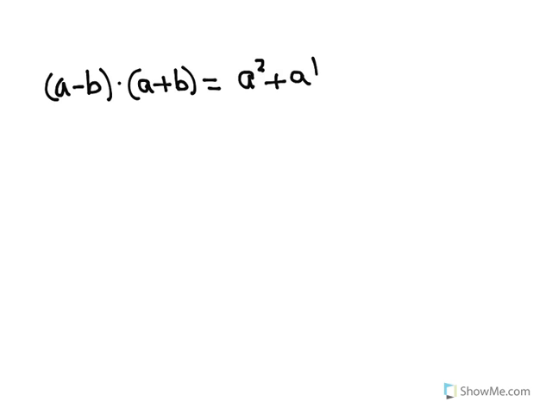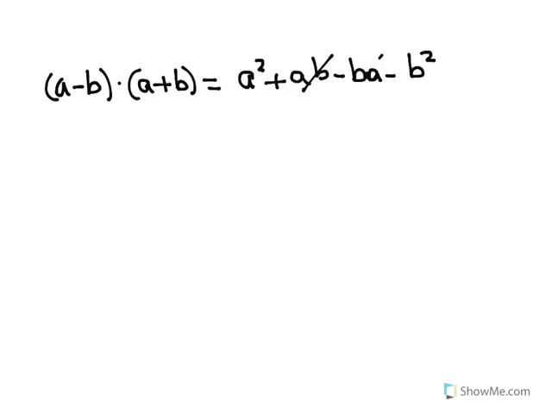Okay, we are going to learn to factor the difference of two squares. So our factoring pattern comes from a multiplication pattern that we all know. Remember that if you multiply a minus b times a plus b by FOIL, you will get the first, the outside, the inside, and the last.